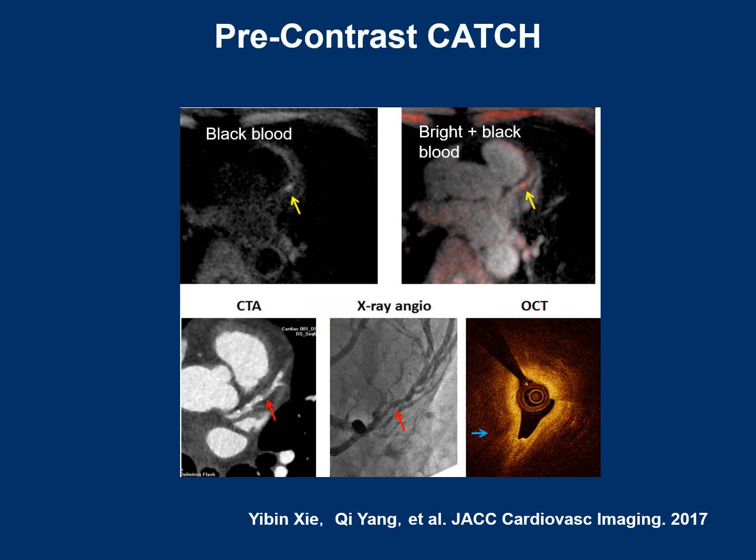The Cedars-Sinai research group also invented another technique named CATCH. They combined black blood and bright blood together to catch the high-intensity plaque in the coronary lumen.